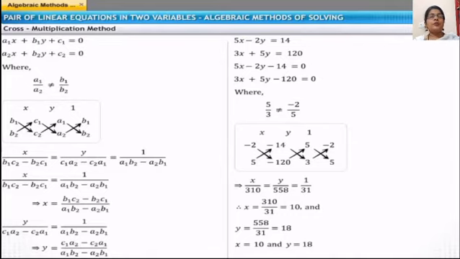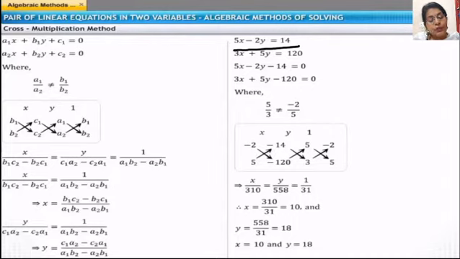In this cross multiplication method, the first thing we have to do is bring the equation into this form: ax plus by plus c equal to 0. Suppose one equation is given as 5x minus 2y is equal to 14. Our main target is to bring this equation in the form ax plus by plus c equal to 0. In no other method is it compulsory, but in this method it is very compulsory to make the equation in the general form.